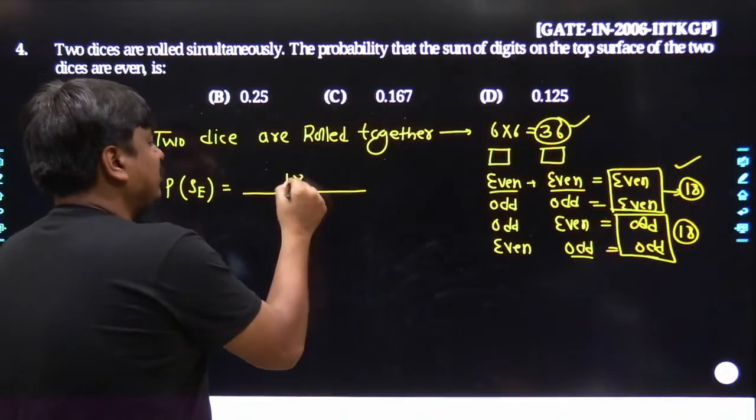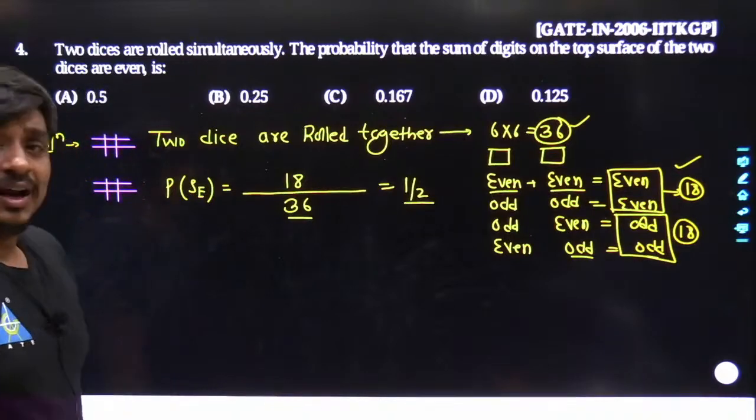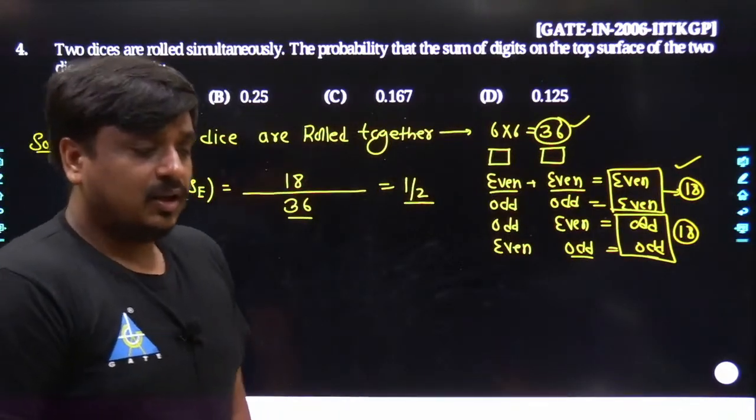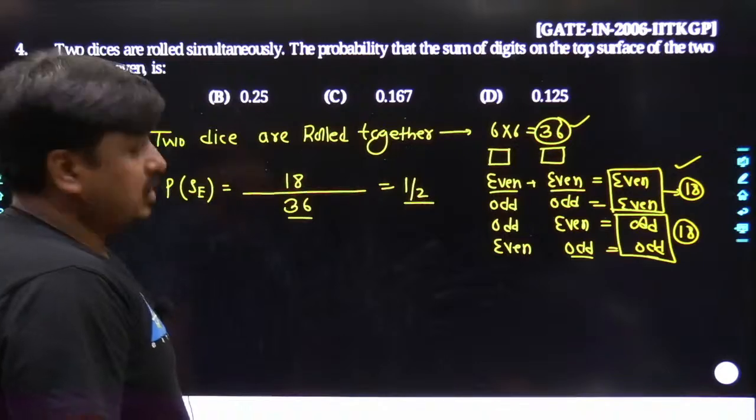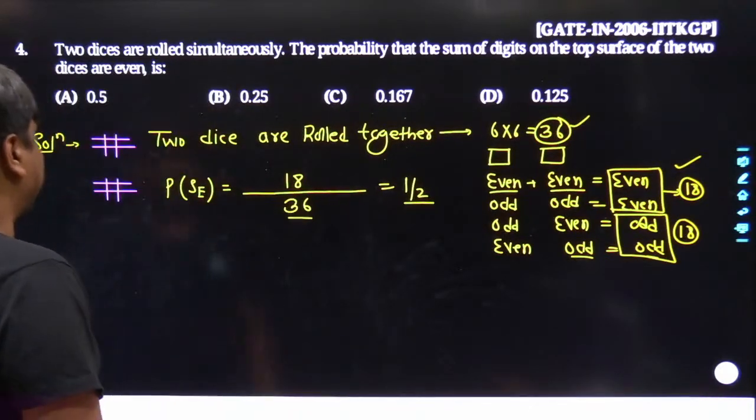So as far as the answer is concerned, it is 1 upon 2. That means half would be even and the remaining half would be odd. So as per Aniket, yes, Aniket, perfect. The answer is A.